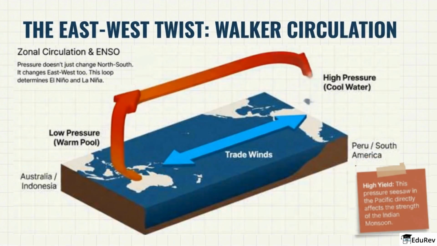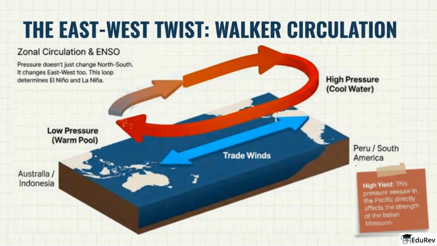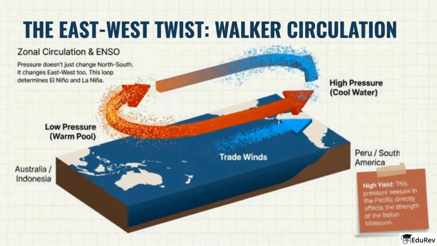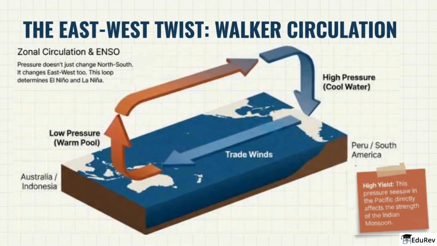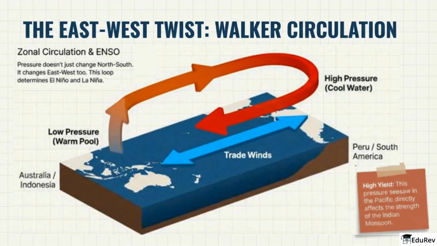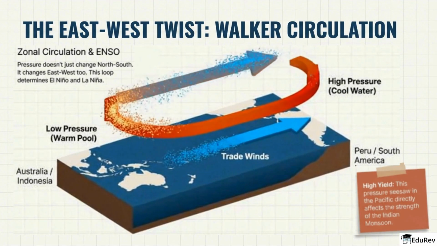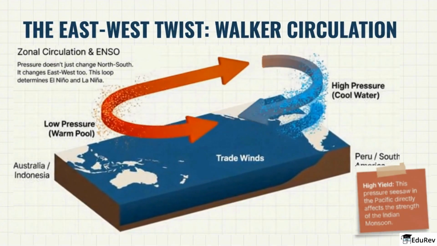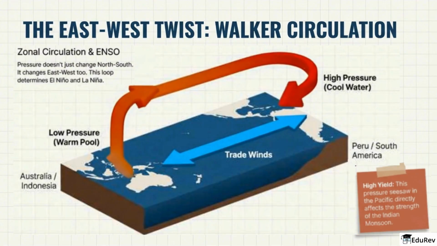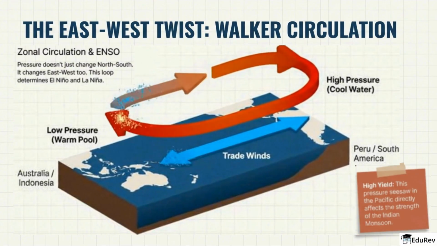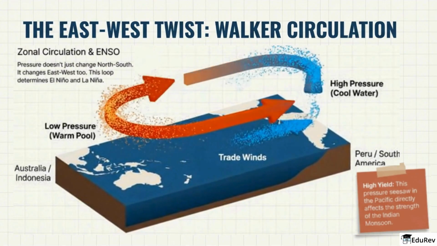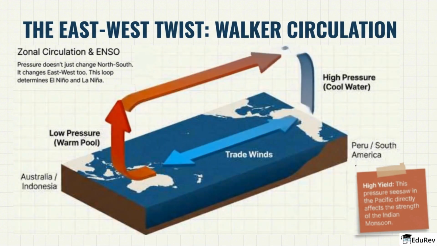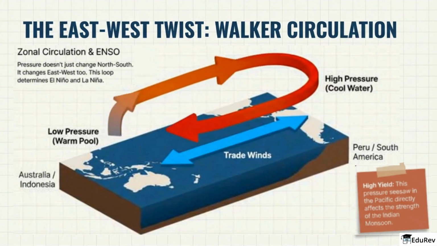Now extend the understanding beyond north-south. Pressure differences also occur longitudinally. Walker circulation across the Pacific is an example. When pressure patterns shift east-west, rainfall belts shift. This is directly connected to El Niño and La Niña. Pressure belts are part of a larger, coupled ocean-atmosphere system.